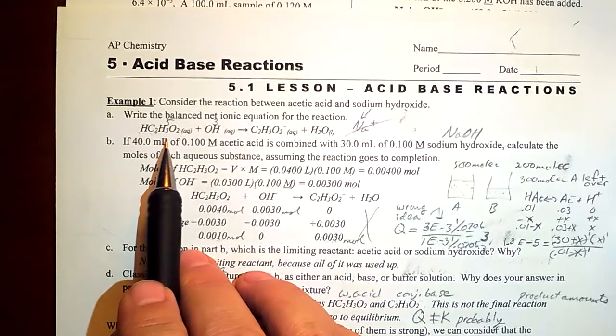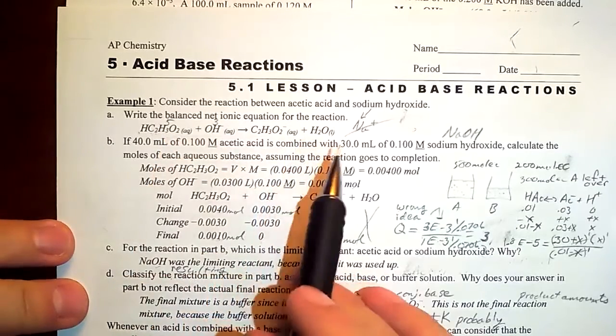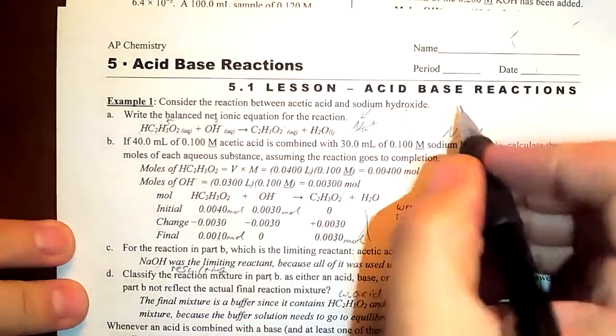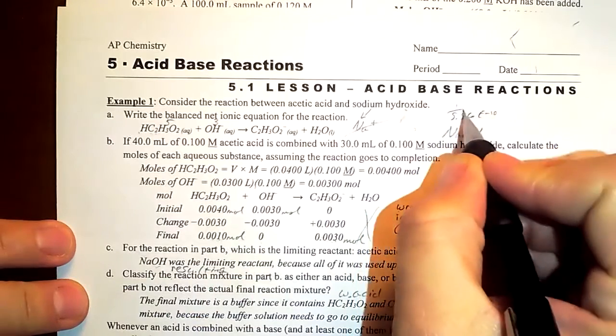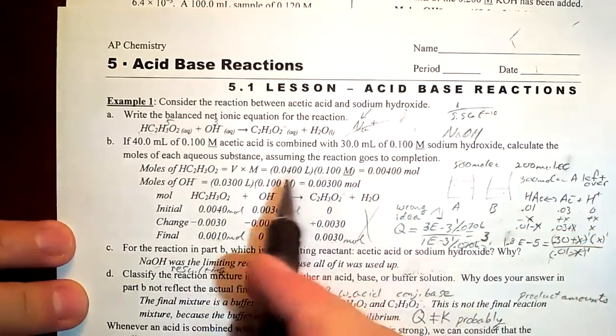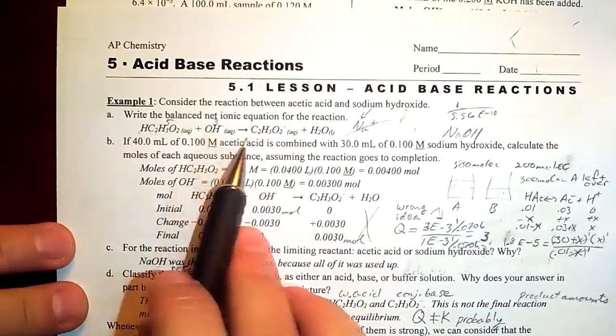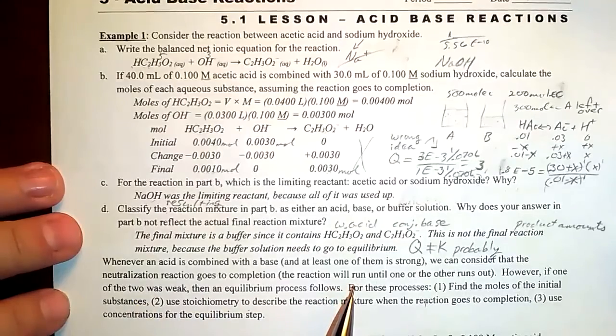So the K for this is not 1.8 E negative 5. It's 1 over, as I recall, 5.56 E negative 10, which means it's extremely large, which is another way of saying this goes to completion, which is what we said, which is what the text says.